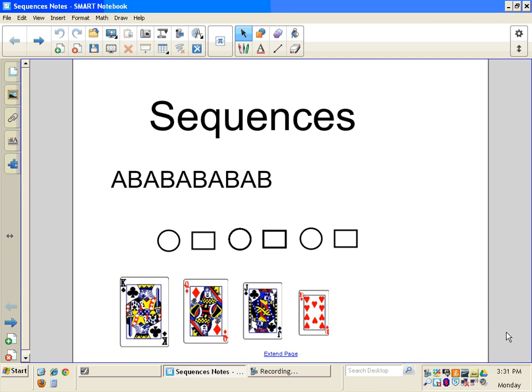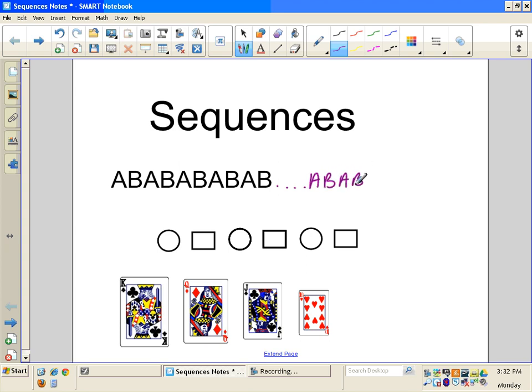Welcome to this nice little video about sequences. I want to share with you a variety of different patterns, and so we'll start first with some easy ones. The pattern AB, AB, AB, AB. Hopefully you can imagine what's going to come next after this, and you're saying it's going to continue AB, AB, AB.